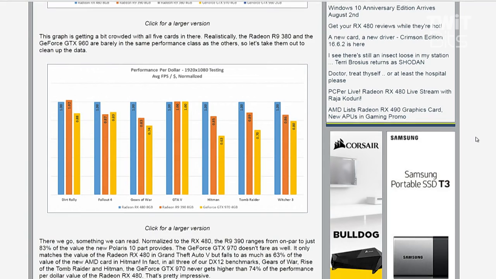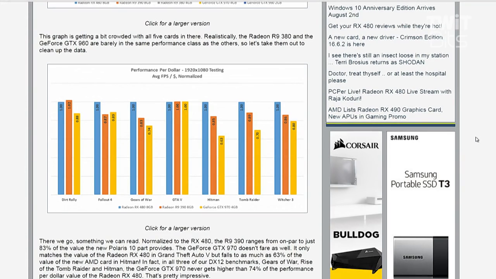But if you look there, you get an idea of the blue bar on the left of each set is the new RX 480. Then you have the R9 390 in the orange and the GTX 970 in yellow. And clearly, even with the price reductions on the GTX 970, the RX 480 is the better value in terms of performance per dollar than any of those cards. And that's what they were going for.